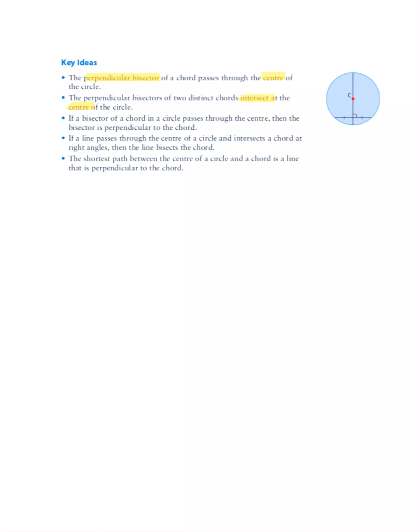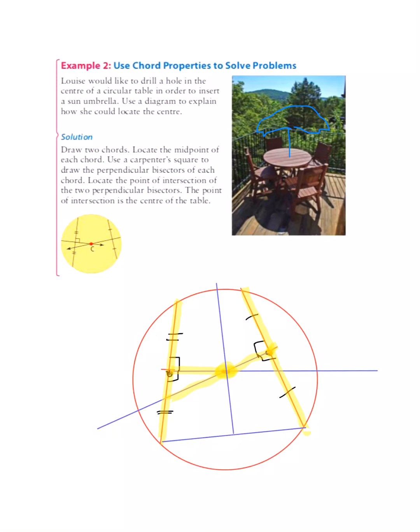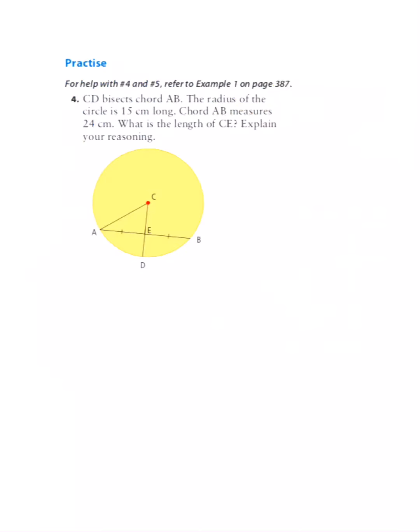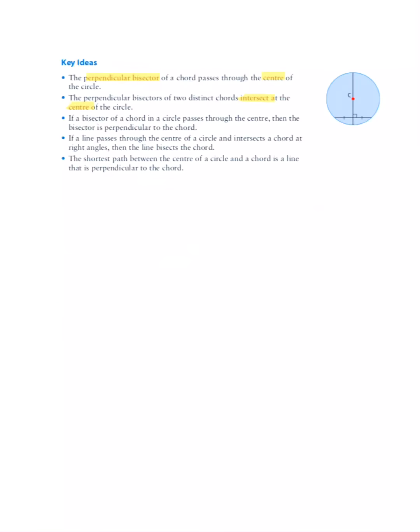If a bisector of a chord in a circle passes through the center, then the bisector is perpendicular. Just to flip back, in this question, we knew they were perpendicular because it told us to draw it, whereas in the last question, we didn't know if it was perpendicular, but we could figure that out because we knew it passed through the center and it bisected the chord. So do you see how for these conditions, you need 2 out of 3 of them to prove the third one.